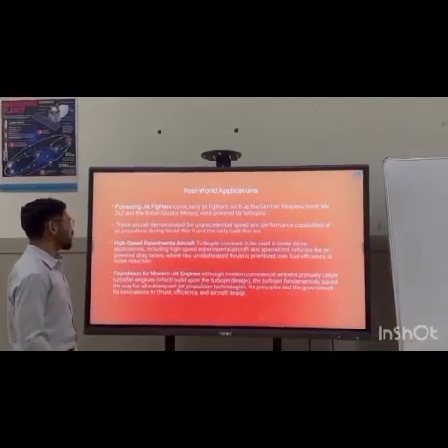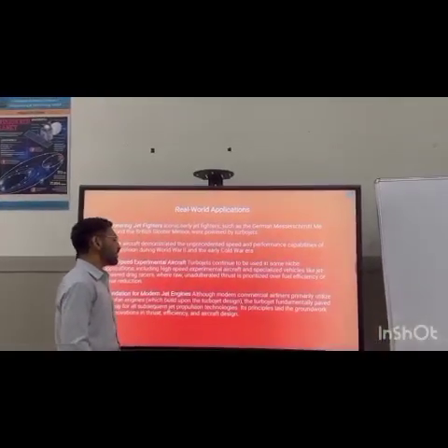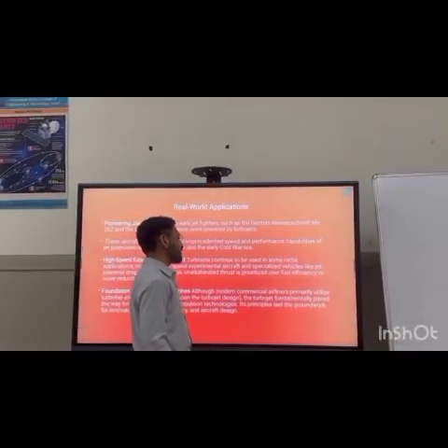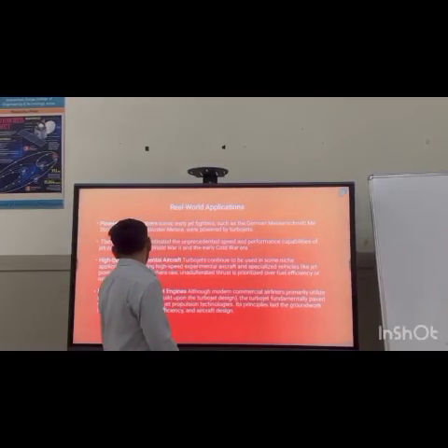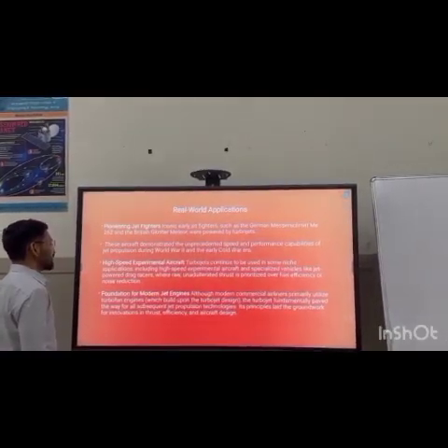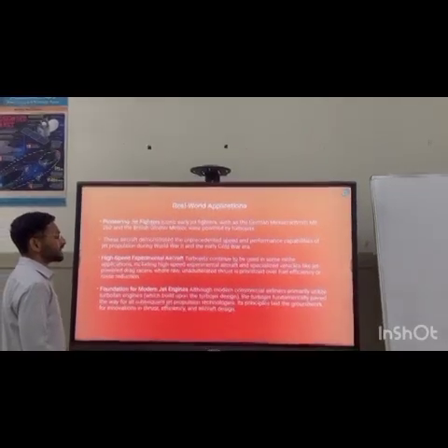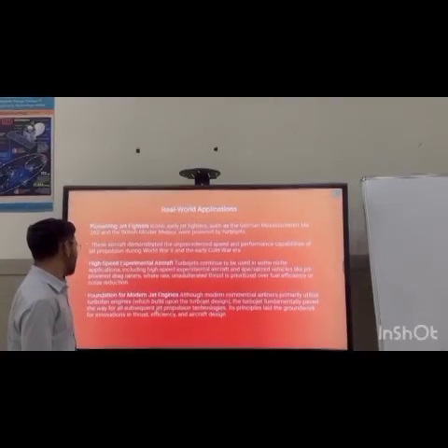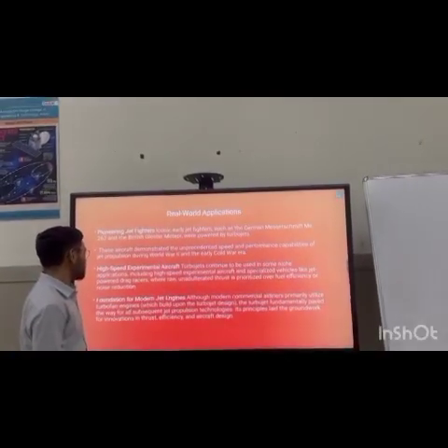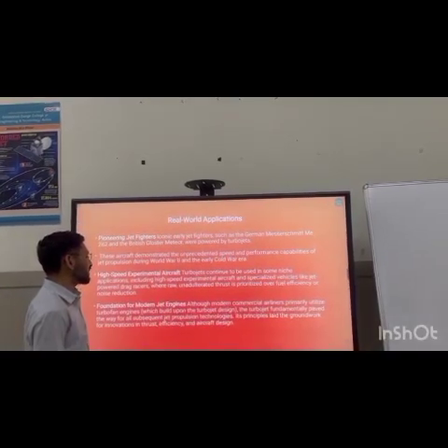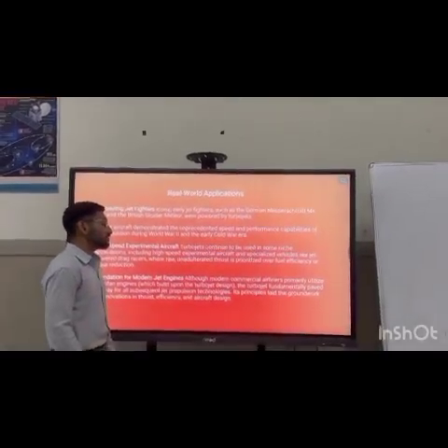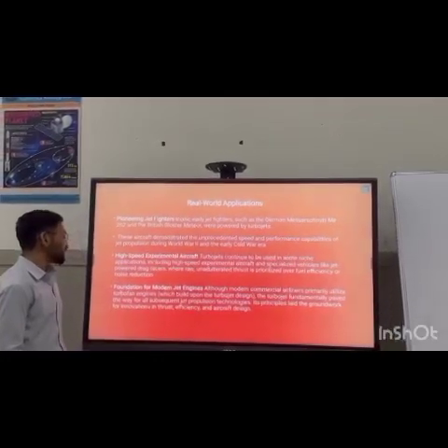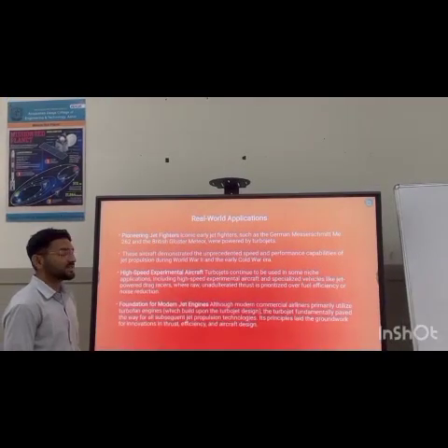Foundation for modern jet engines: although modern commercial airliners primarily utilize turbofan engines, which build upon the turbojet design, the turbojet fundamentally paved the way for all subsequent jet propulsion technologies. Its principles lay the groundwork for innovation in thrust efficiency and aircraft design.